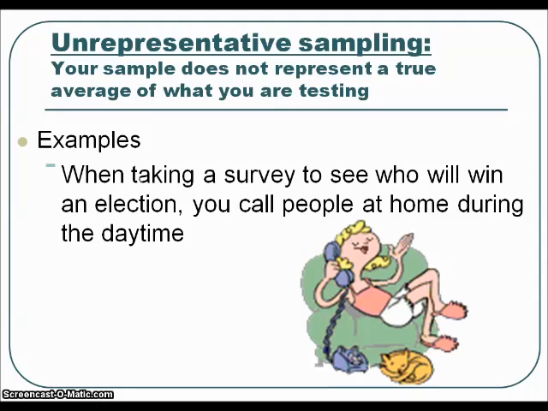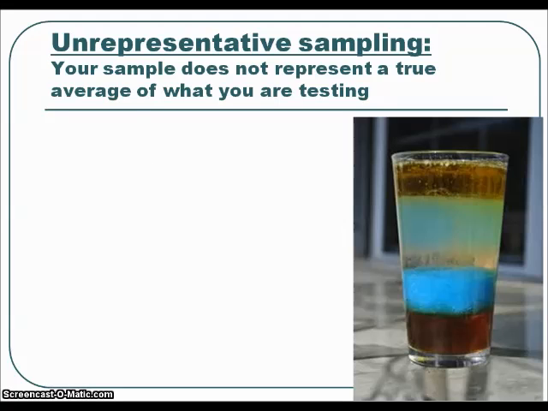Maybe if I'm doing a survey, I want to know who's going to win the election, so I just call people during the daytime. Well, that's going to be not a true representation, because I'm probably going to get people who maybe aren't busy at work, and so I'm going to get a biased survey in that case. Or maybe I'm going to get people that just work second and third shift, and so I'm not getting a true representative of the population if I do that.